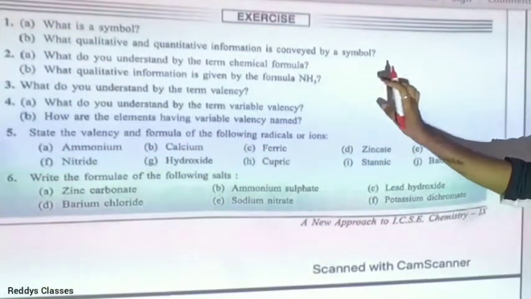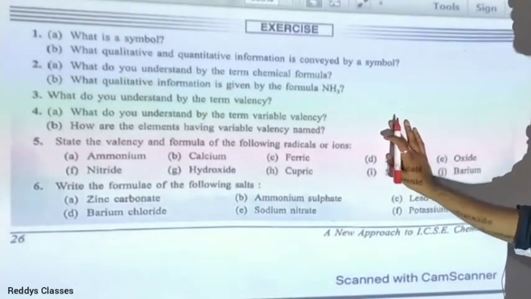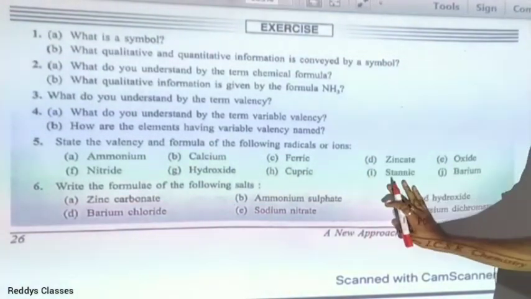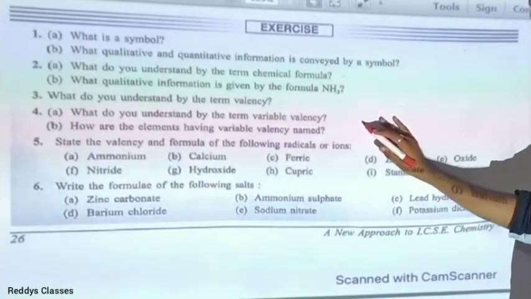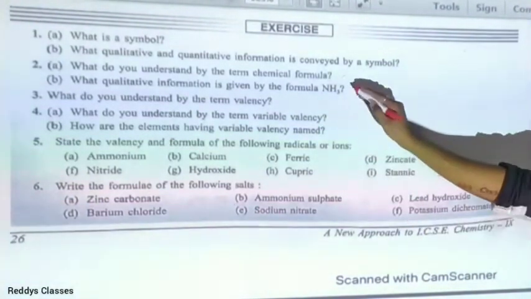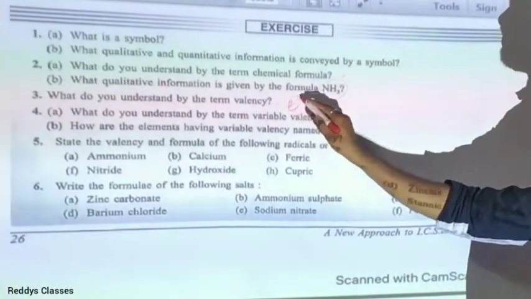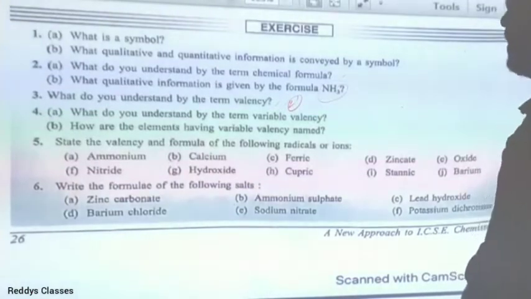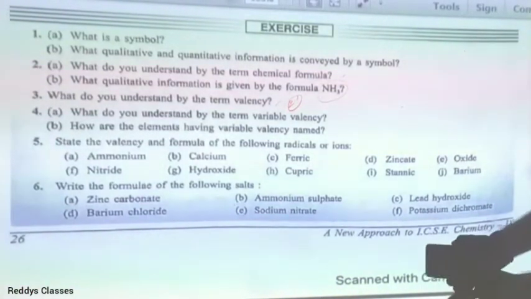We have the definition for symbols, as we started in the first lecture itself. Lecture 1, you can see we have symbols. Secondly, we have the qualitative and quantitative information. What do you understand by the term chemical formulas? What is the qualitative information given in NH3 and silver nitrate? What do you understand by the term valency? There is a 2-line definition given below in blue. What do you understand by the term variable valency?